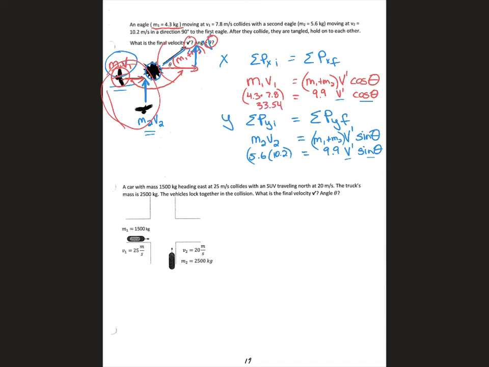33.54, just to simplify the left, equals 9.9 V prime cosine theta. 5.6 times 10.2, 57.12 equals 9.9 V prime sine theta.